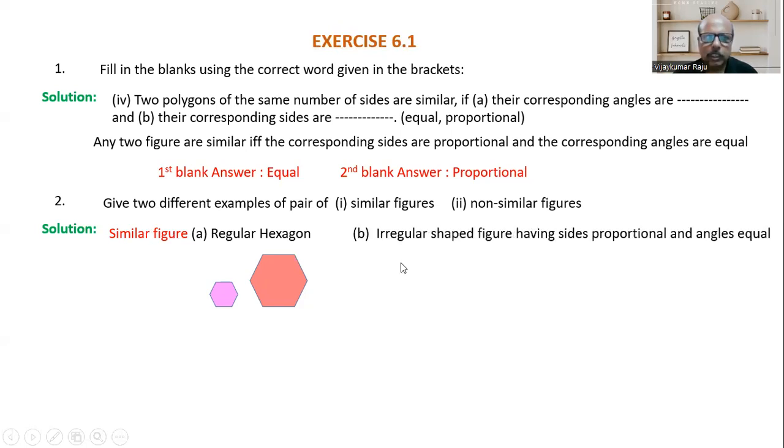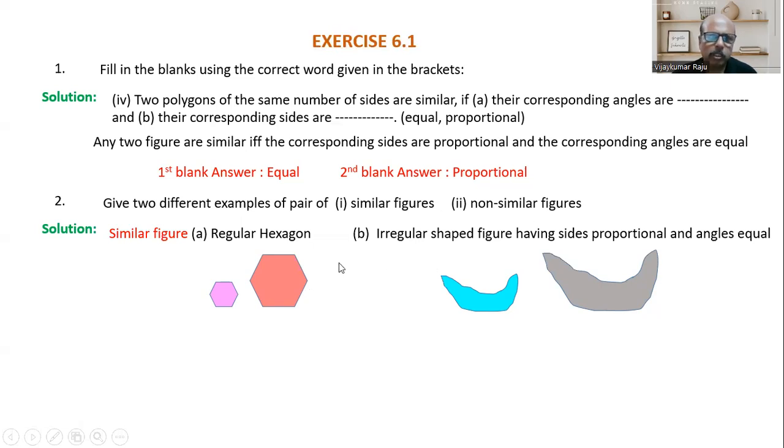Now let us take another irregular shaped figure having sides proportional and angles equal, because this should be the condition for the figures to be similar. So if you see this, it will be like this. See, it need not have a regular shape. The shape is the same, the angles are the same. It can have anything. It need not be a square or rectangle, anything. So it is a similar figure.